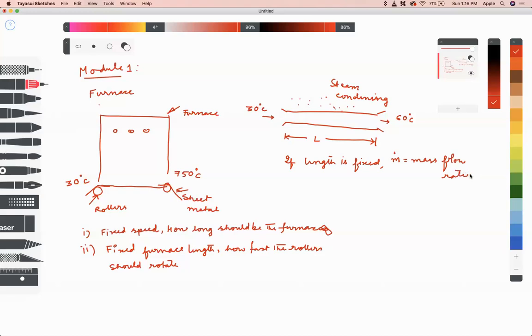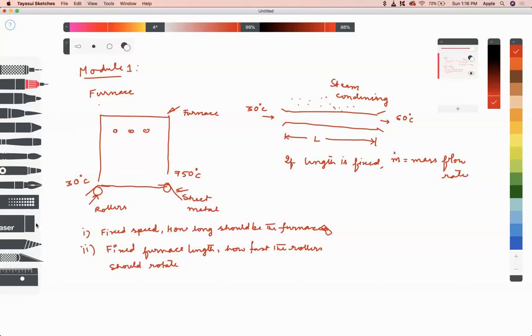So please forgive my handwriting a little bit because I'm writing on a pen tablet, and this is my first time using a pen tablet, so it is a little bit difficult for me to adjust to the situation.